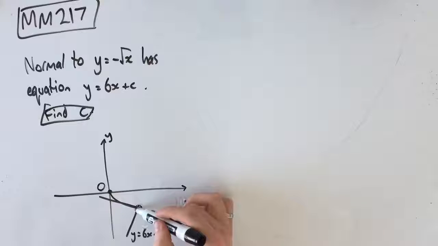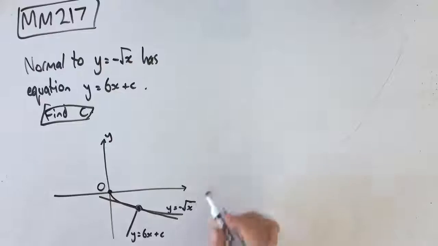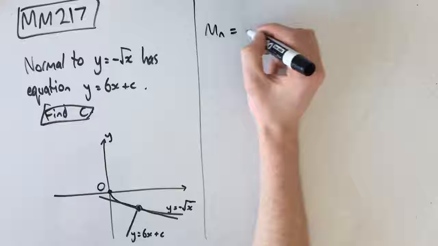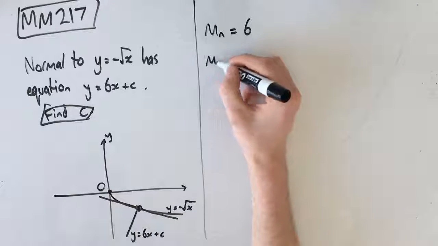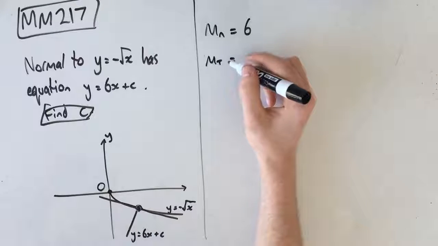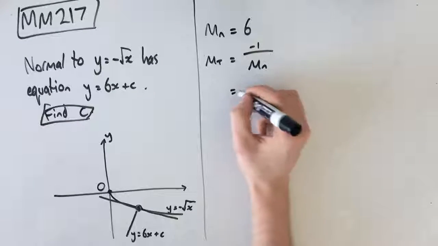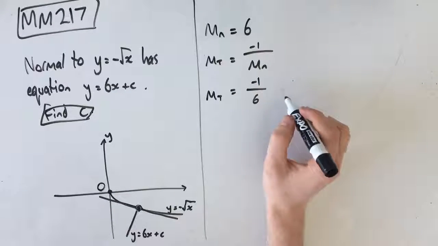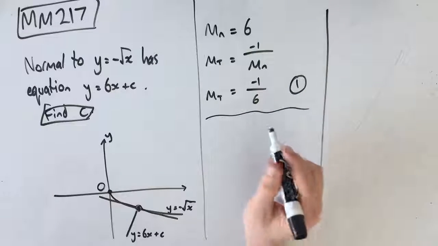So in order to find this point, we're going to need to find the point that the tangent touches. We know that the gradient of our normal is equal to 6, because that's our number out the front of the x. And because this is perpendicular to the tangent, it means that our tangent gradient is going to be -1 over the gradient of the normal, which means that we have -1 over 6. So the gradient of our tangent is -1 on 6. This is our first mark, actually, guys. So this is a really good spot to get to.